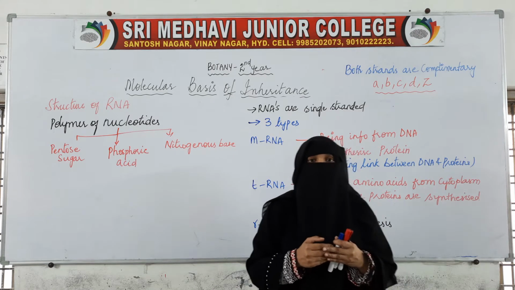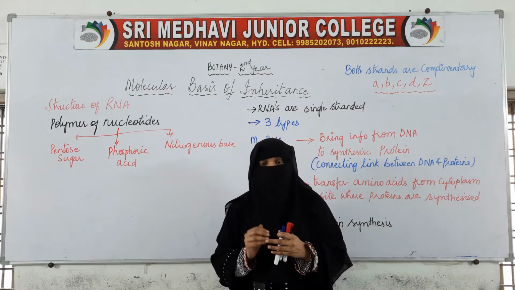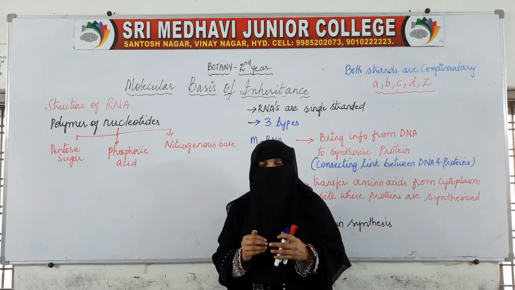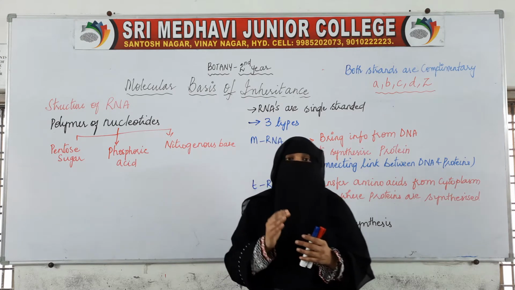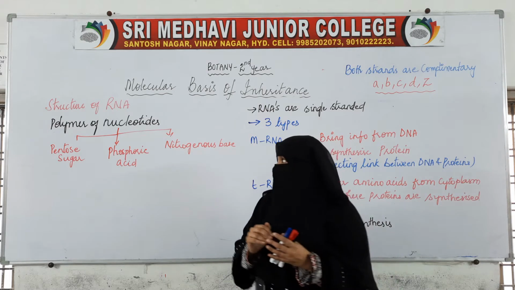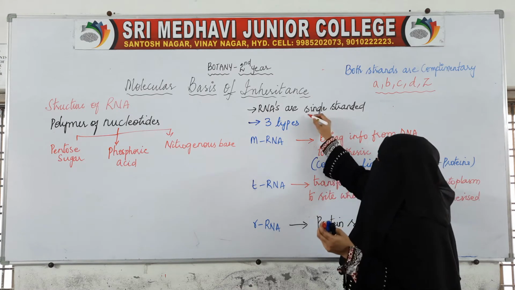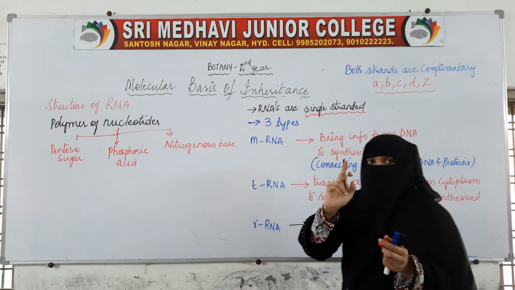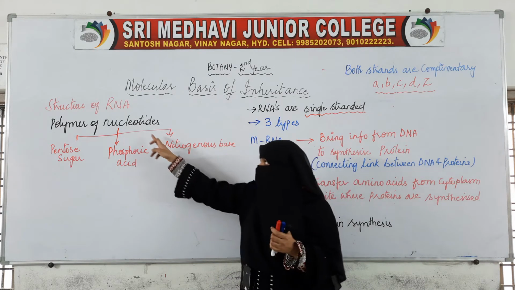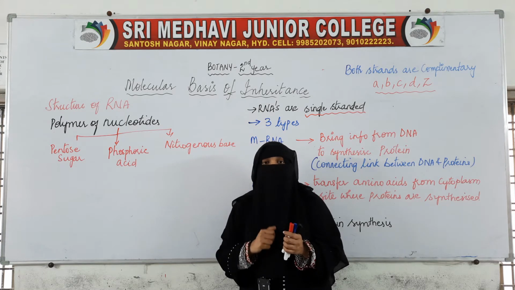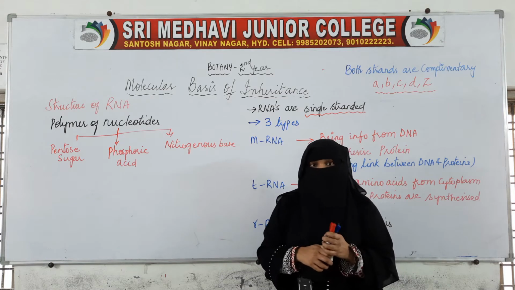But as I already said in the previous class, DNA is double stranded, the commonly found DNA in most of the organisms. RNA is single stranded. RNA is always single stranded, that is, only one strand will be there, and it is also a chain of nucleotides.